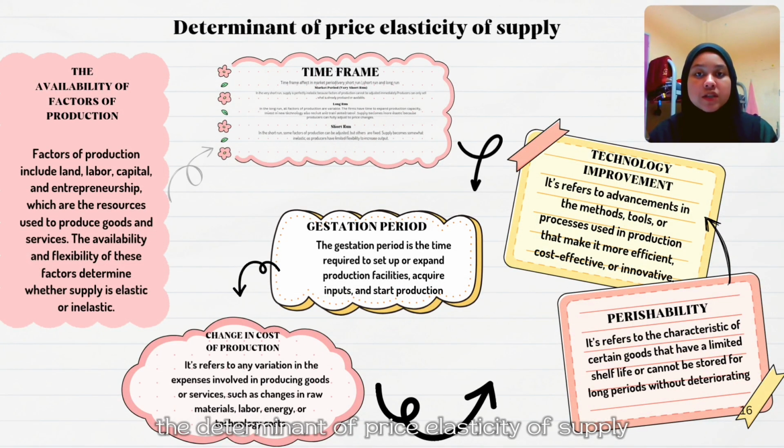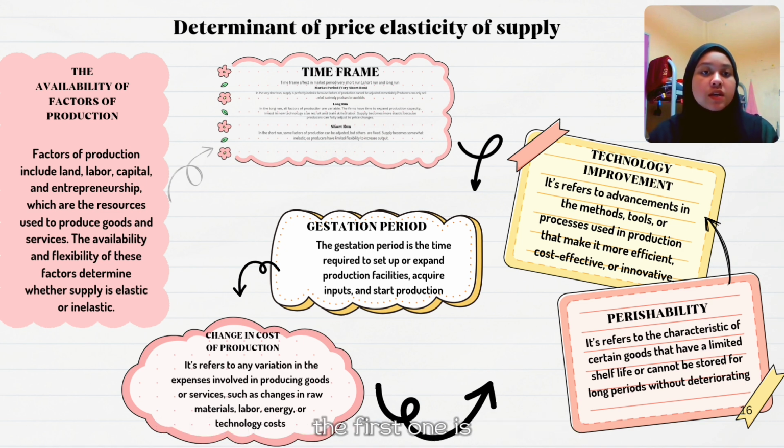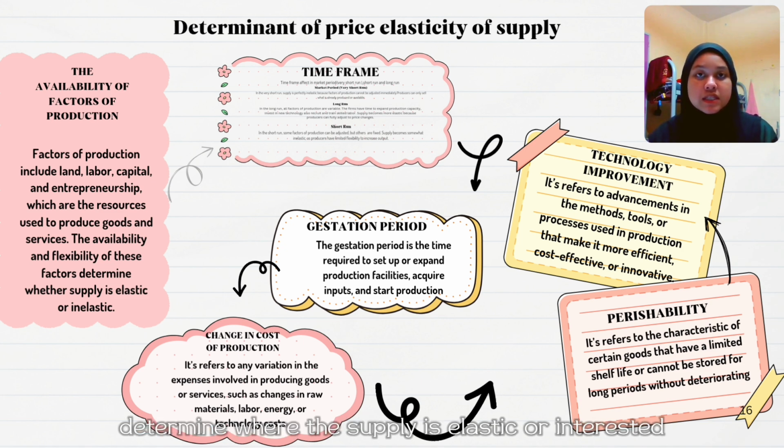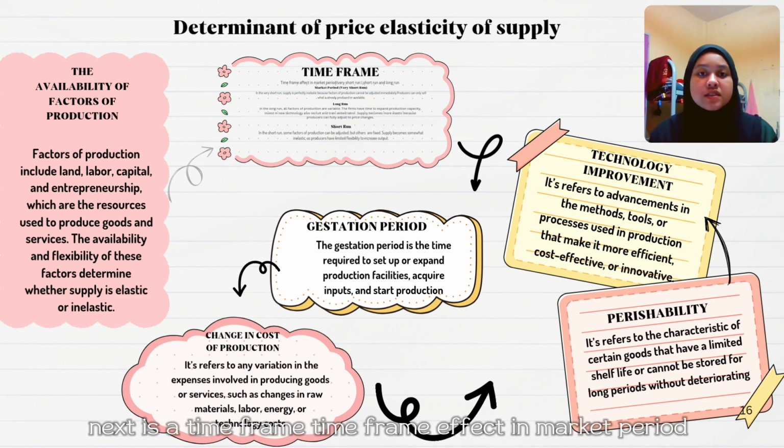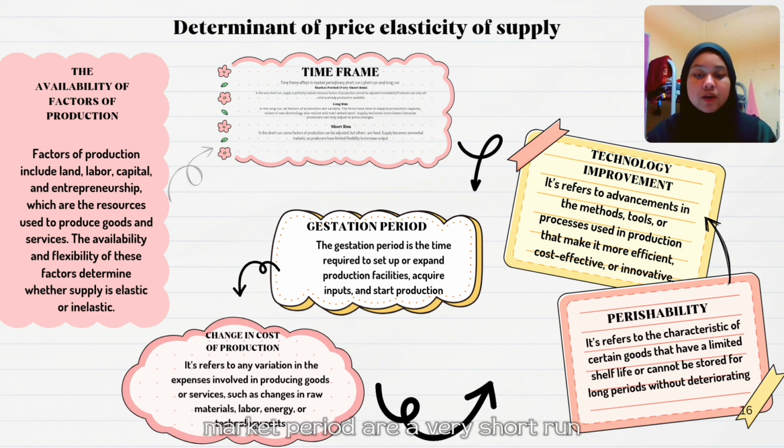The determinants of price elasticity of supply. The first one is the availability of factors of production. Factors of production include land, labor, capital, and entrepreneurship, which are the resources used to produce goods and services. The availability and flexibility of these factors determine whether supply is elastic or inelastic. Next is time frame. Time frame affects the market period, short run and long run. In the market period, or a very short run, supply is perfectly inelastic because factors of production cannot be adjusted immediately. Producers can only sell what is already produced or available.